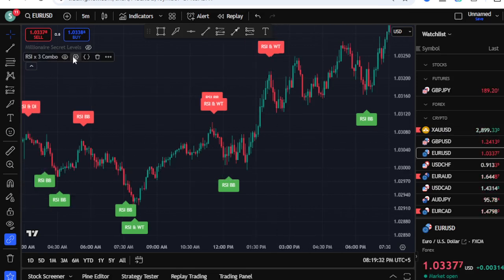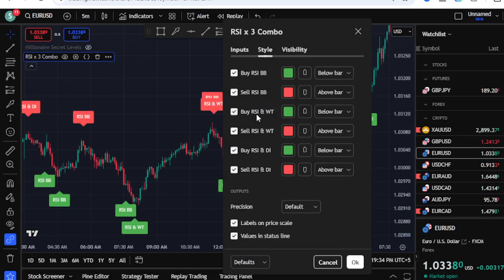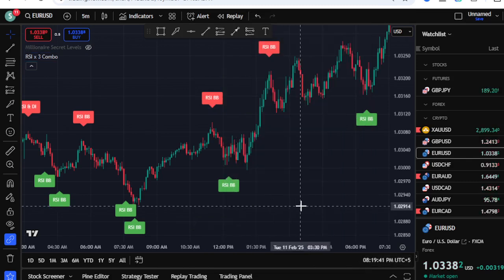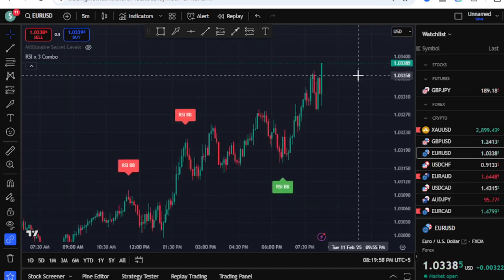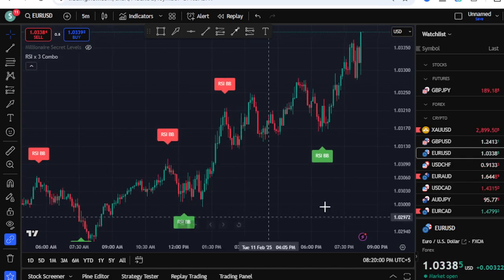First of all, we don't need the buy RSI and WT, and the sell RSI and WT. We don't need those, so just keep the thing very simple. What I have observed in this indicator is that if you use it from the major support and resistance and key levels, then it can provide you the best results. For example, this is the 5 minute Euro USD chart, and you can see it has given you exceptionally good trades.